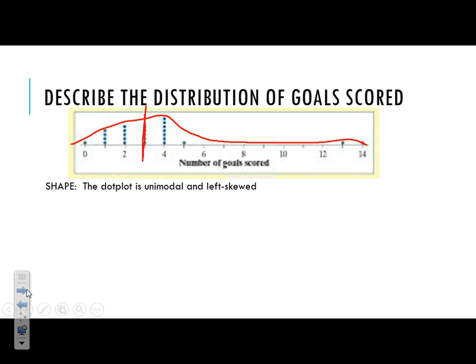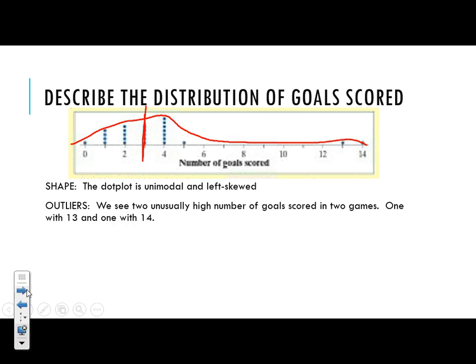Now let's talk outliers, all right? In this data set, we definitely have a couple of data values that fall outside of the overall pattern, right? Most of our data values are clustered on that lower end, the left side of the graph, but we have data values of 13 and 14. So we might say something along the lines of we see 2 unusually high number of goals scored in 2 of the games. One game had 13 goals and one with 14. So again, not a ton of writing, but we're going to communicate what we're seeing in the data.